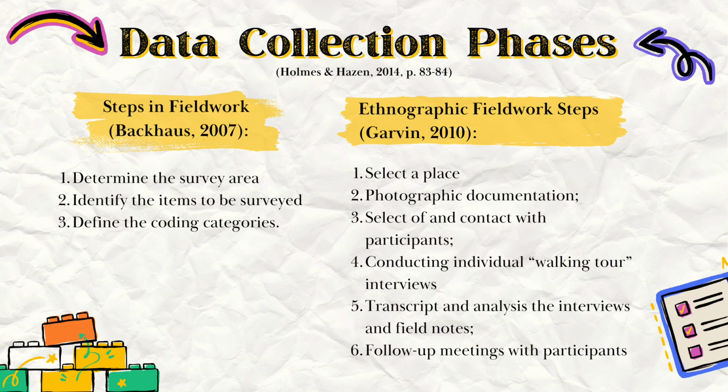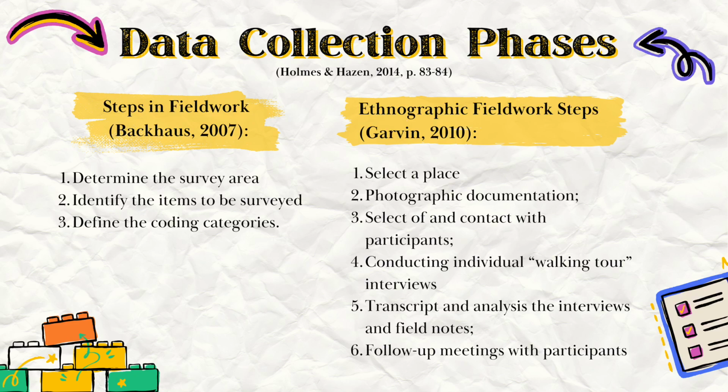According to Beckhouse 2007, there are 3 key steps to collecting the linguistic landscape data. The first one is determine the survey area. So the researcher has to determine on which place the research can be conducted and to collect the data. The second one is identify the items to be surveyed. So the researcher has to choose or determine what kind of signs will be studied.